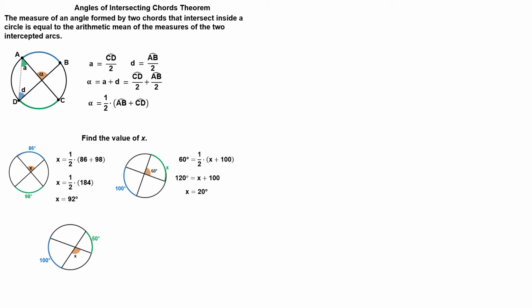In the third diagram, we draw the alpha angle since we want to use the intercepted arcs 50 degrees and 100 degrees. Alpha is 75 degrees. Alpha and x are supplementary angles, so they add up to 180 degrees. X equals 105 degrees.